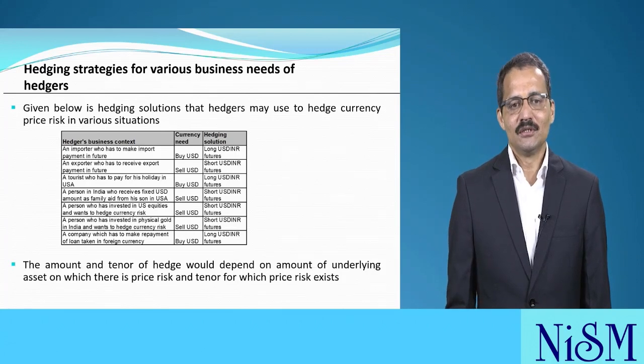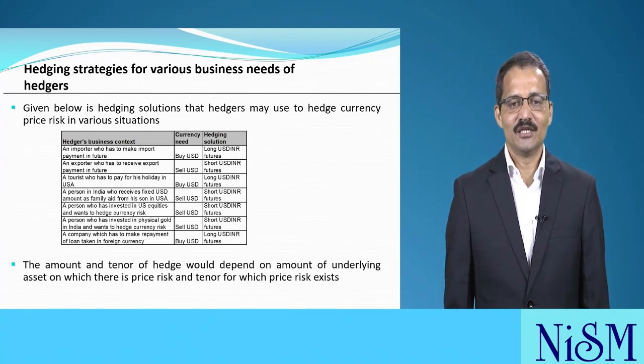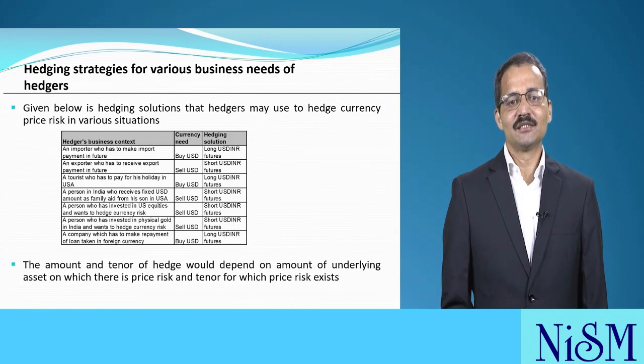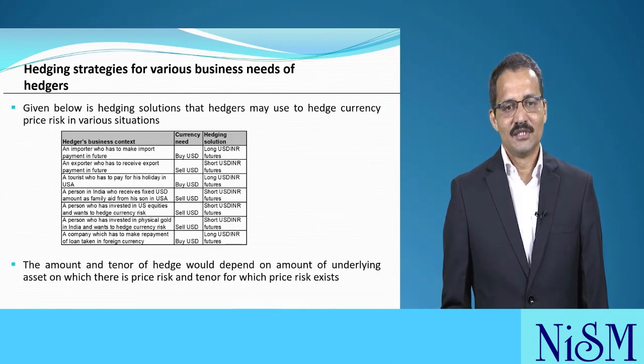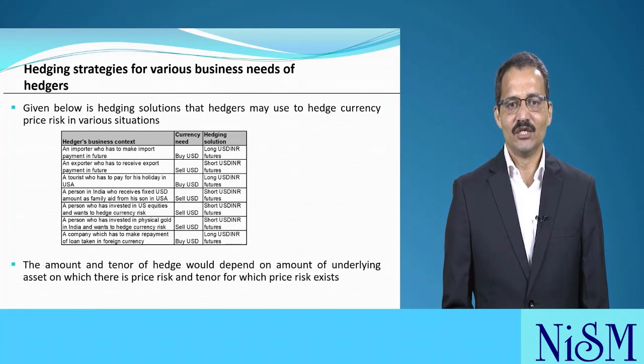Indian gold price is determined from the international price, so there is always an exchange risk. You take the international price and multiply by the exchange rate. So if you want to de-risk the exchange risk, you have to sell USD, because you want to de-risk the USD exchange risk. And a company which has to make repayment of loans has to buy USD, so he will go long. There might be additional cases, but these are the various business contexts and how you can hedge your position by using the currency futures market.